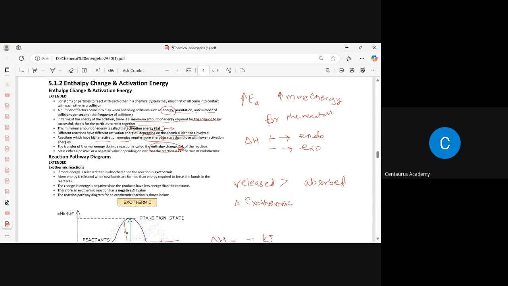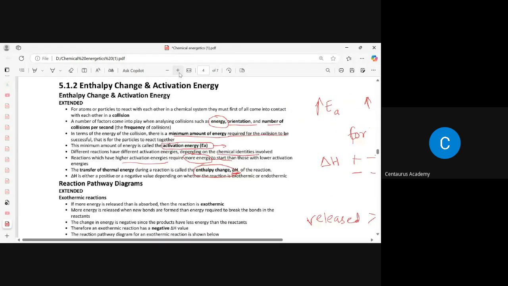So we have basically discussed these various factors, that is energy, the orientation of the reactant particles, and the number of collisions. The number of collisions is the frequency of the collisions. The more frequent the collisions are, the greater the probability of the products being formed. The greater the energy of the reactants is, the greater the number of collisions, and they will produce the product.